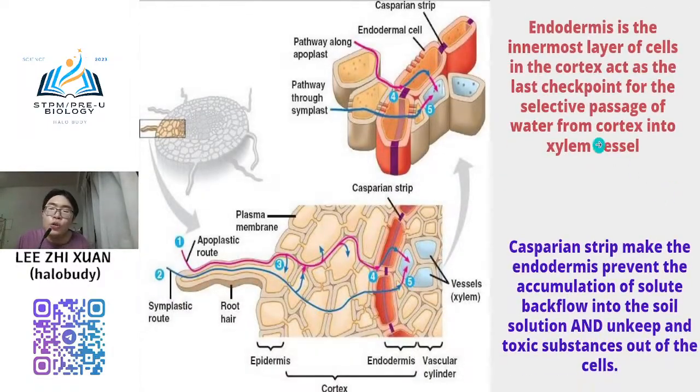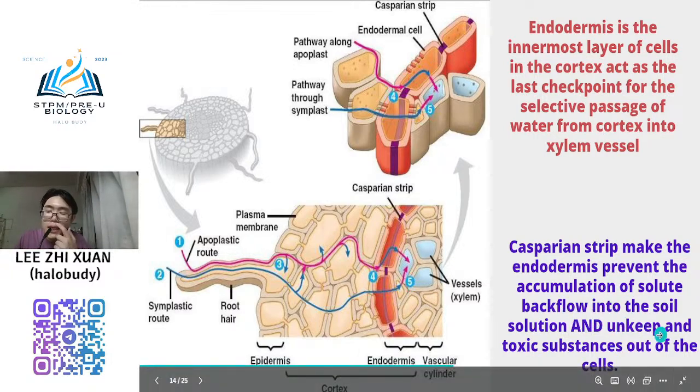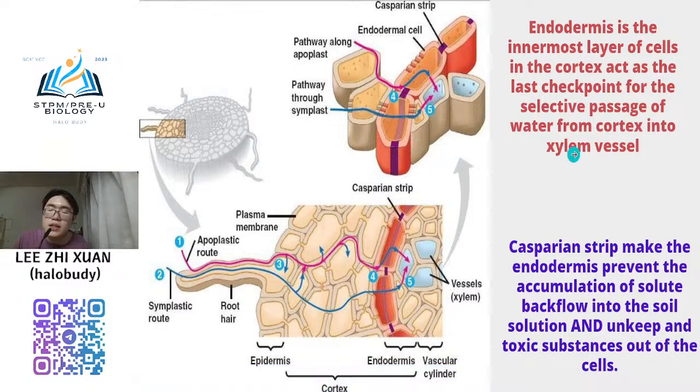Okay, normally this one is a definition only. The endodermis is the innermost layer that acts as the last checkpoint, to check that only water molecules and mineral ions can pass through. Other types of molecules cannot be allowed to pass through. Another point is that the Casparian strip makes the endodermis prevent the backflow of accumulated solute into the cell solution, and keeps toxic substances out of the cell. So normally, just say the endodermis is the last checkpoint.